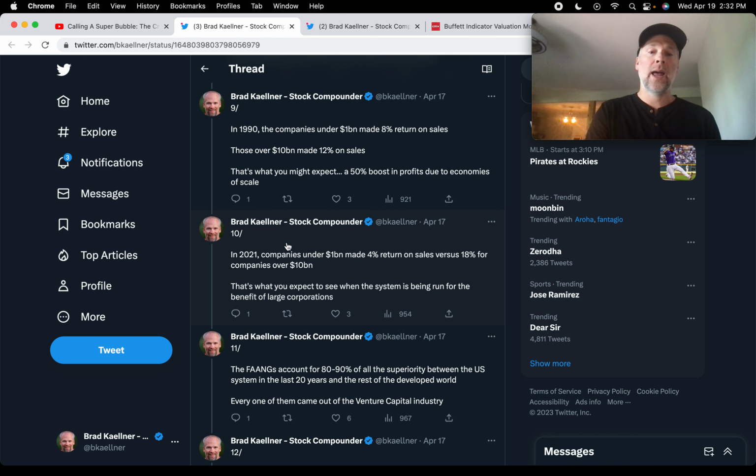Now, the data from today, this is 3 decades later. Companies under $1 billion made 4% return on sales versus 18% for companies over $10 billion. That's what you expect to see when the system is being run for the benefit of large corporations. Okay. So another trend he's kind of pointing to here, the first being wages really not keeping up with the growth of companies. And now we got this growing gap between small companies and large companies in terms of profitability.